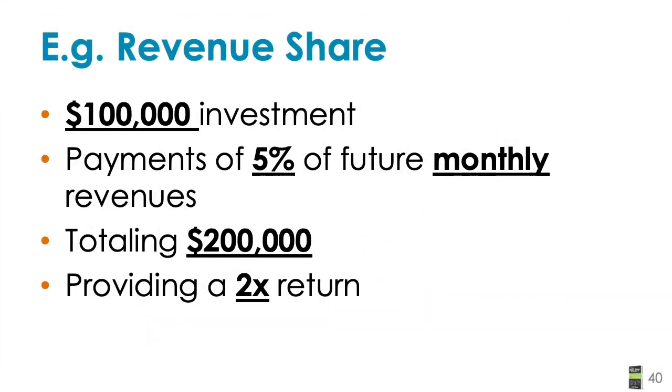So let me show you what this looks like. There's three main ways to do this. Simplest is just a straight up revenue share agreement. I will give you $100,000 and you promise to pay me 5% of your future monthly revenues. And you're going to keep doing that until I get back, let's say, $200,000. That would be a 2x return. If I asked you for $250,000, that would be a 2.5x return. If I asked you for $300,000, that would be a 3x return.